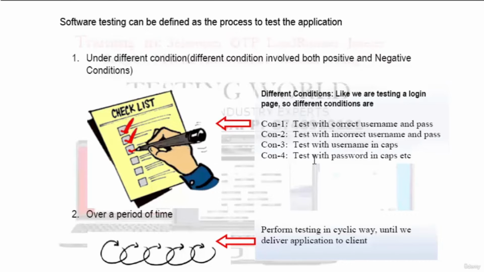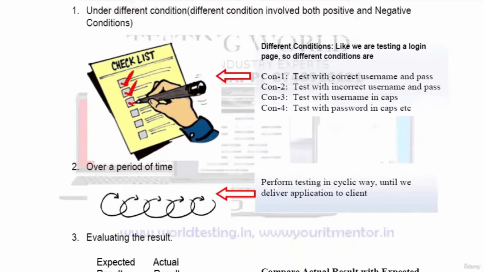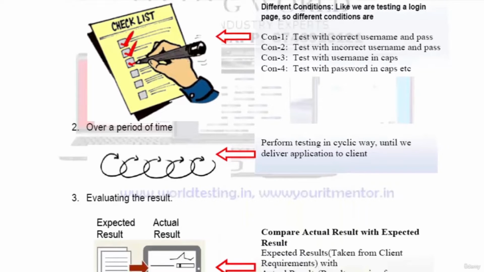It's not like we will not test it again. We have to test the same thing again and again many times until we deliver that application to the client. So we are testing that same thing over a period of time again and again in the cyclic way. So perform testing in the cyclic way until you deliver application to the client. And third point, which is most important, evaluating the result.